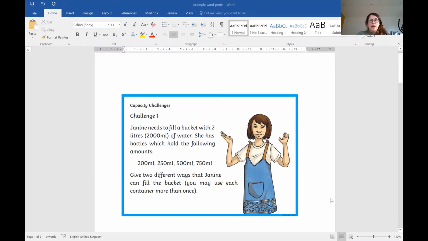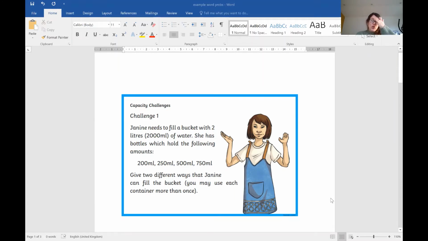Okay, so challenge 1 says Janine needs to fill a bucket with 2 litres, and it gives you the millilitres as well. That's obviously 2,000 millilitres of water. She has bottles which hold the following amounts. She's got a bottle that holds 200 millilitres, one that holds 250 millilitres, one that holds 500 millilitres, and one that holds 750 millilitres.